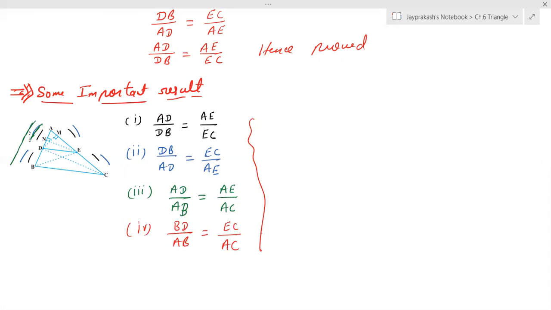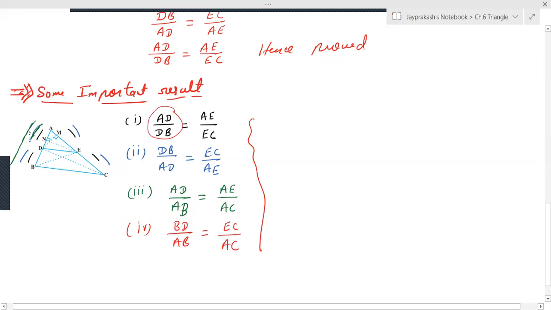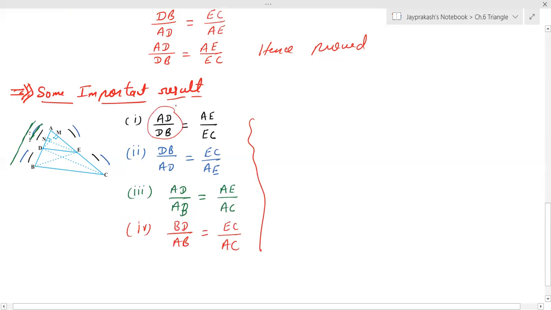The only thing is you have to write the first ratio. So suppose we are given AD by BD, that means upper half by lower half. Now in the same way, on the second side you have to use the upper half and the lower half. So I hope theorem 6.1 is easily understood by you.